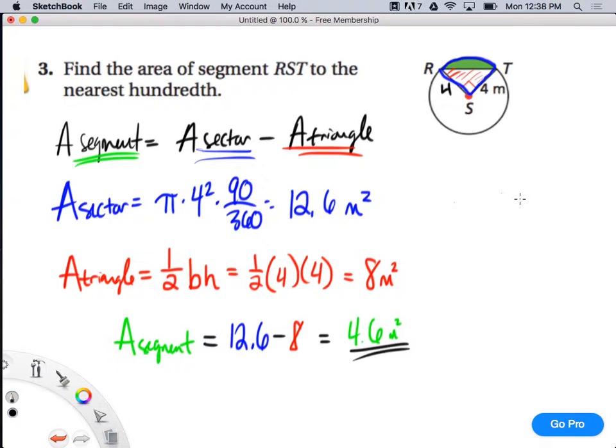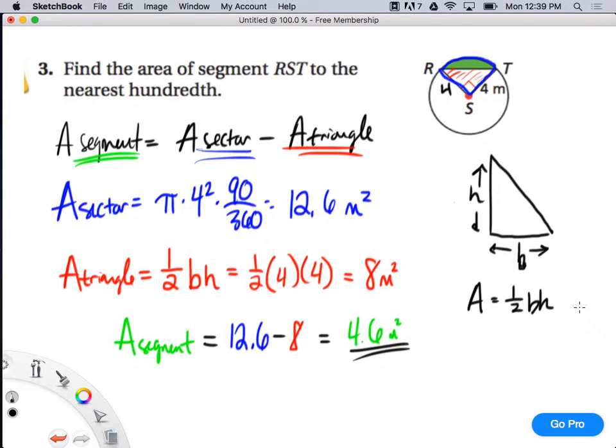Guys, listen, pay attention carefully. This is something you should have learned in middle school. If I have a triangle, and this is the base of the triangle here, and this is the height, well, the area of this triangle is 1/2 the base times the height. Does that make sense? Why is it 1/2 the base times the height?